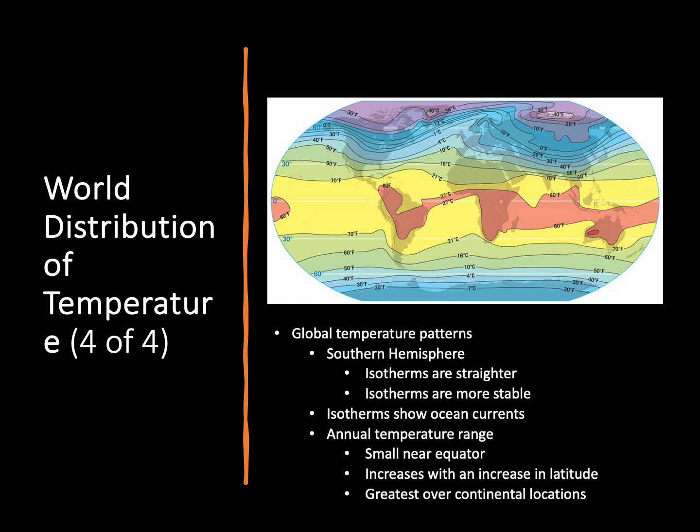But as we start increasing our latitude towards the poles, we're going to have a greater difference between summer and winter temperatures. Now it might be negative 40 degrees in the winter, whereas it's 60 degrees in the summer. It's a lot more than that 2-degree difference at the equator. And because of the specific heat of water, we see that the annual temperature range is the greatest over our continents instead of over our oceans.